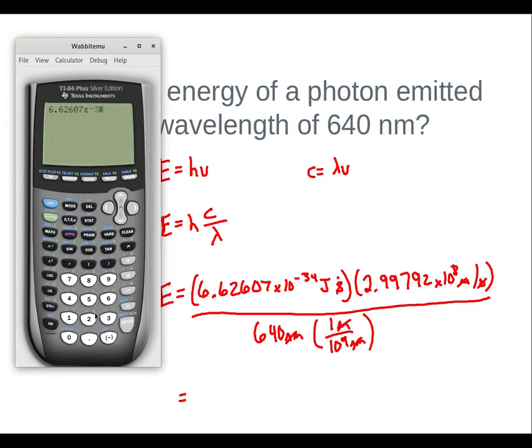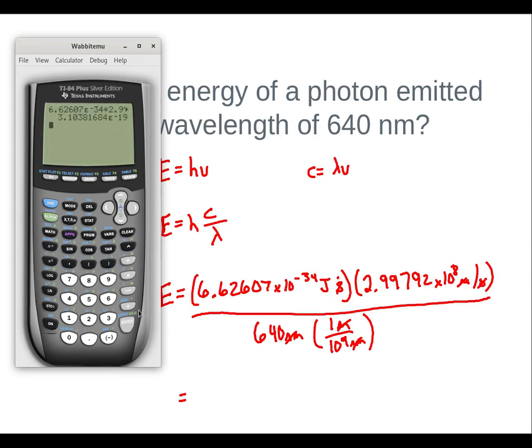So negative 34th, and I'm using this EE button on the calculator. If you're using a TI, that's a great button to use. If you're using a TI that has times 10 to the nth, it's right around where the stat button is on that calculator. Put this whole thing in parentheses, and that'll make sure the calculation works. But if you have the EE, you can just put it in just like I'm doing. So times 2.99792 times 10 to the 8th. And then we'll divide all this by 640, and then divide is times, so times 1 times 10 to the 9th.